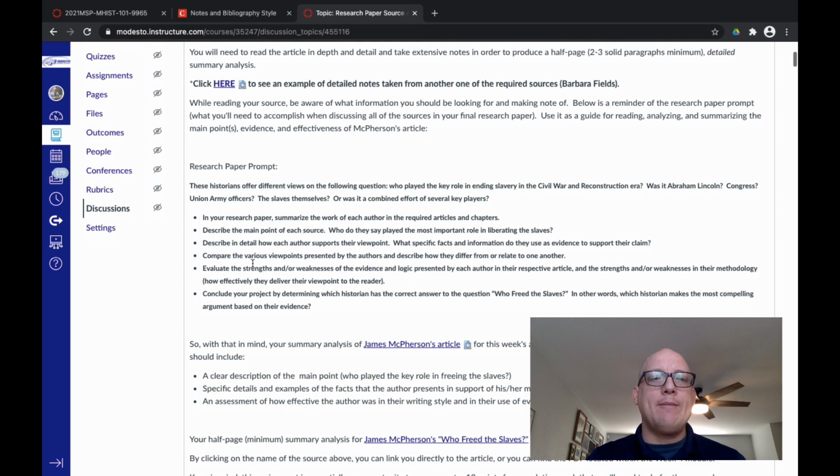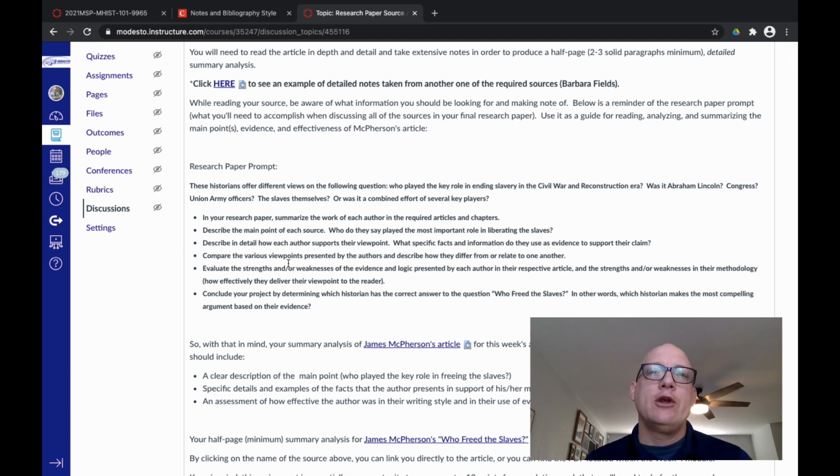And then you want to describe in detail how each author supports their viewpoint. So what specific facts and information are they using as evidence to support their point, to support their claim or argument? Now when we get to ultimately step 3 in writing your paper, because this is your research paper prompt, you're actually going to be discussing each of these sources in detail and then comparing their various viewpoints. Who aligns with who and in what ways? And then who disagrees with who and in what ways?